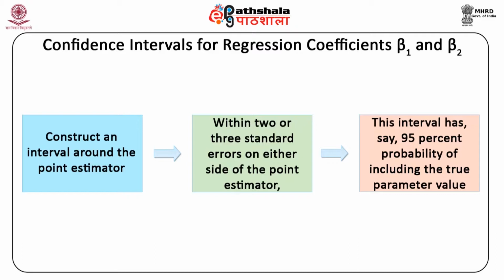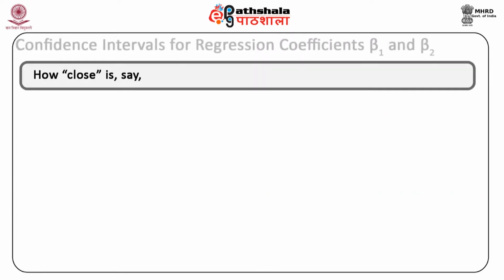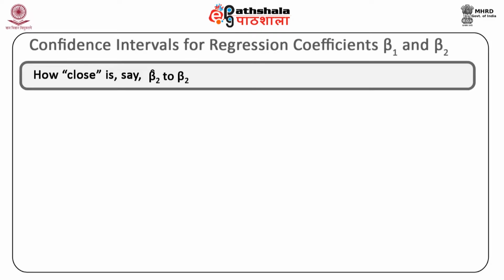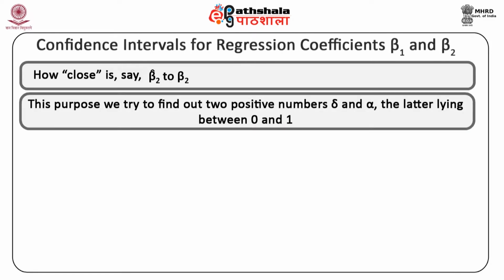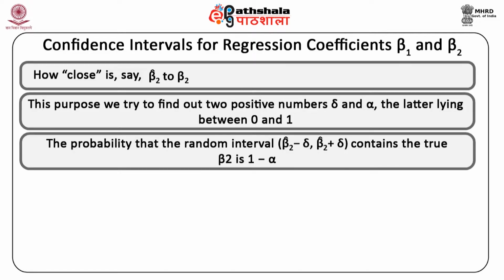This is roughly the idea behind interval estimation. To be more specific, assume that we want to find out how close, say, beta 2 hat is to beta 2. For this purpose, we try to find two positive numbers, delta and alpha, the latter lying between 0 and 1, such that the probability that the random interval beta 2 hat minus delta and beta 2 hat plus delta contains the true beta 2 is 1 minus alpha.